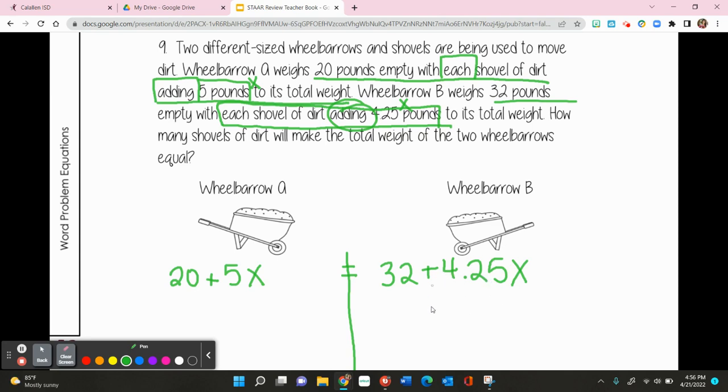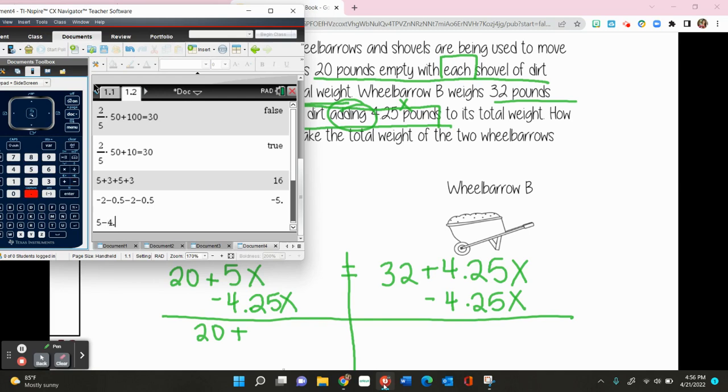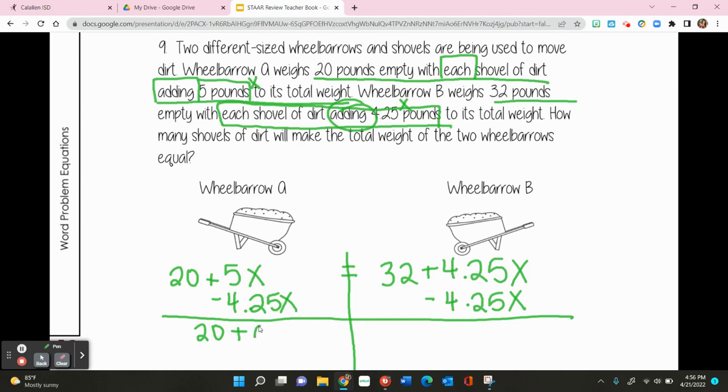Since 4.25x is positive, to cancel it out and move it over, we are going to subtract this to both sides. When I subtract this, I get 20 plus 5 minus 4.25 is going to give us 0.75. So this is 0.75x. And since this cancels out, I'm just left with 32.